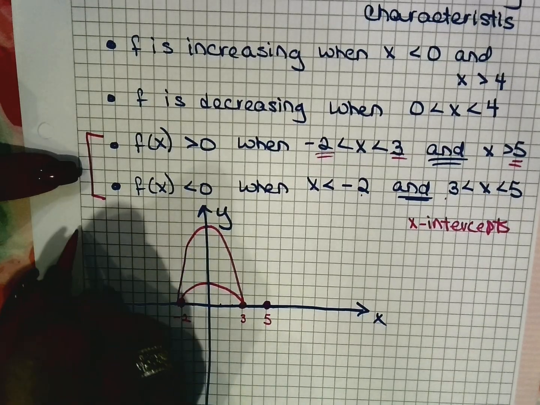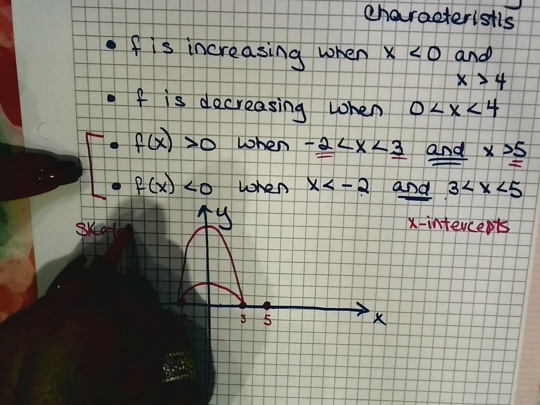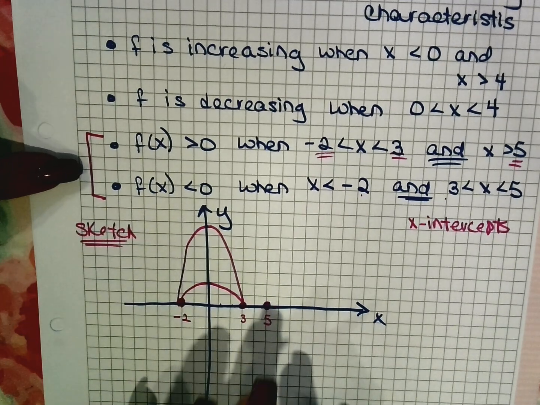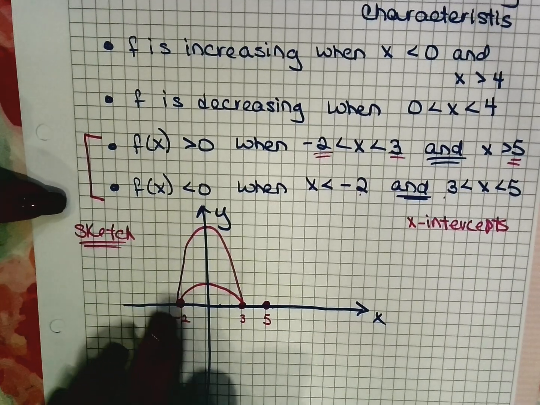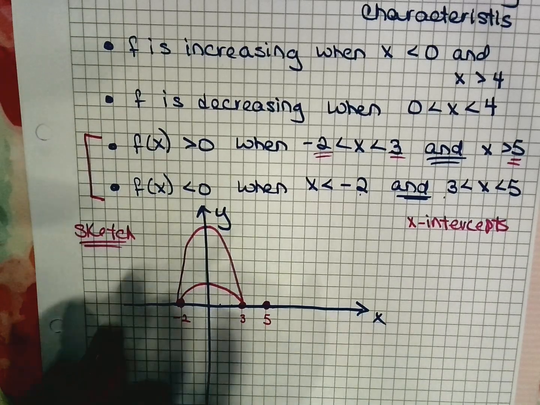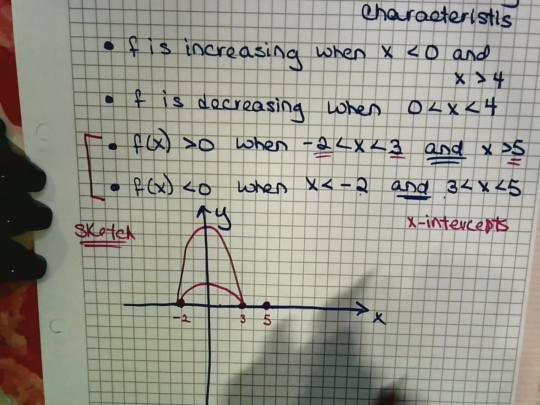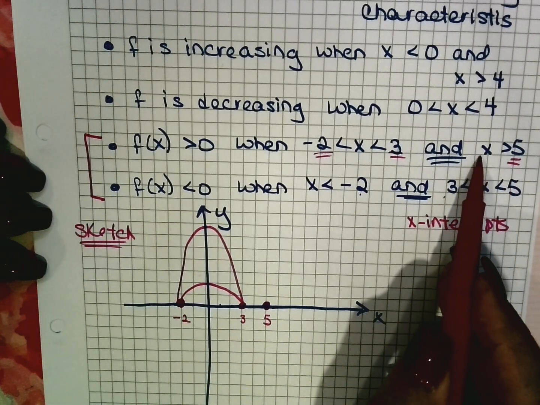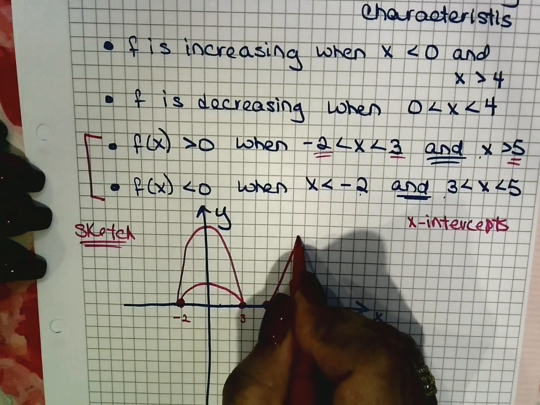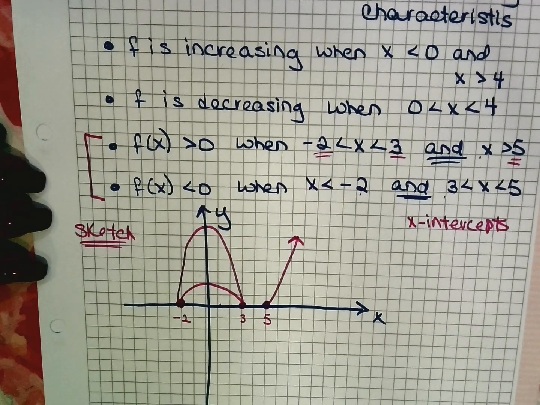We are sketching. Remember, sketching is just getting an idea. It's not the same thing as a graph where we have to plot it. So it could be like that, it could be like that. It doesn't matter. But we know it's above the x-axis. And we also know it's above the x-axis when x is greater than 5. So that means something like that.